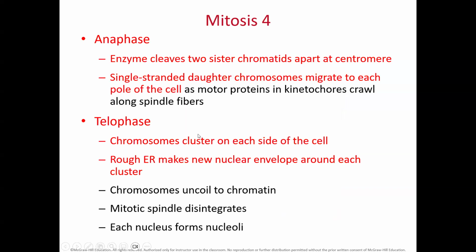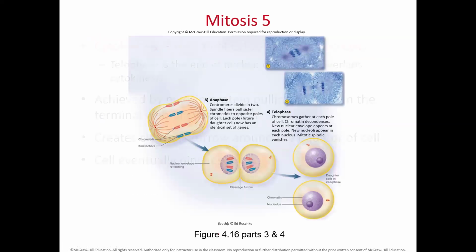In telophase, chromosomes cluster on each side. Rough ER makes a new nuclear envelope around each cluster. Chromosomes uncoil to chromatin. The mitotic spindle disintegrates. By the time we get to telophase, we've already done all the hard work. We've already split the chromosomes. So then each cell has one copy of one chromosome from one parent. And now we're ready to split the cell in half.